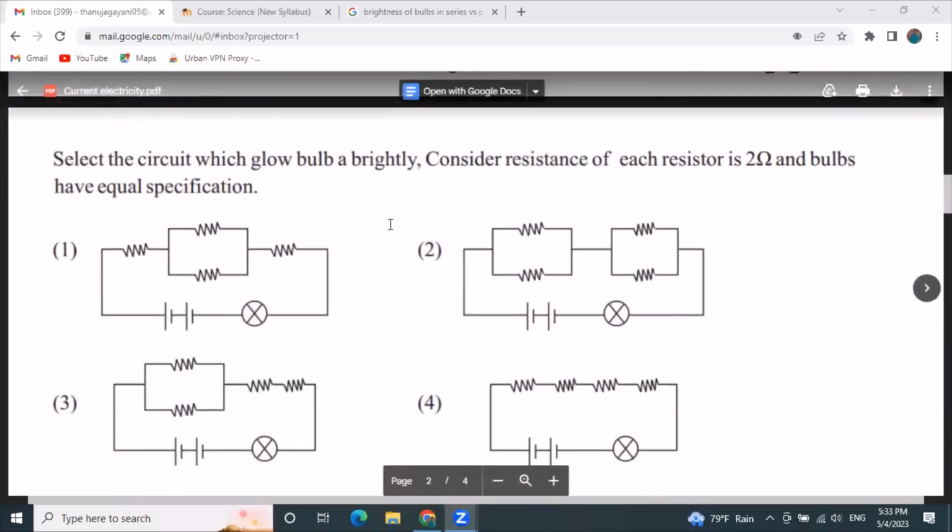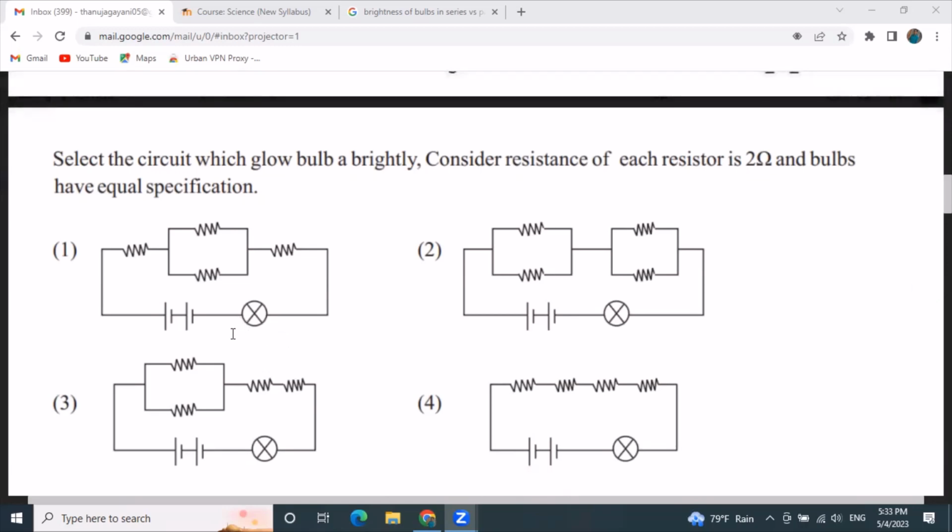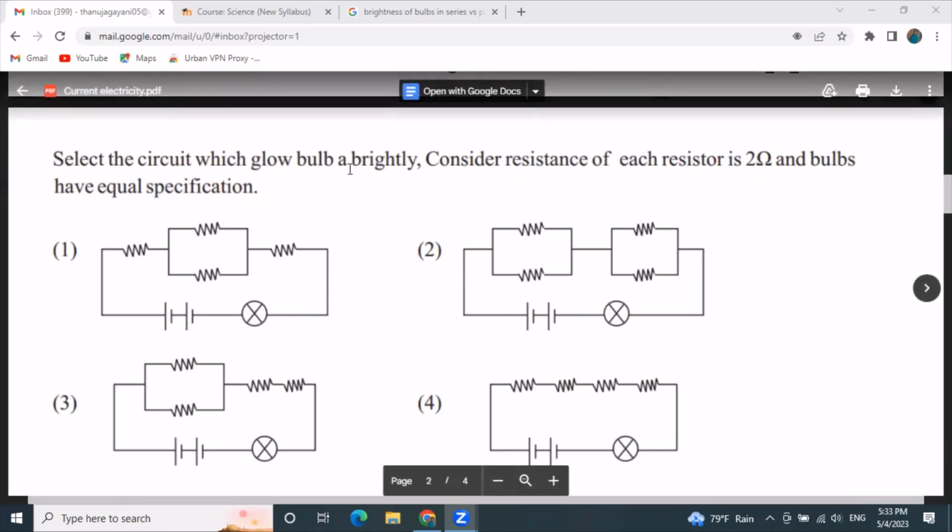Select the circuit in which the bulb glows brightly. Consider the resistance of each resistor is 2 ohm and the bulbs have equal specification. Okay, let's find the bulb that glows brightly. They say all the resistors have the same value, 2 ohm. Here 2 ohm and 2 ohm, here 2 ohm, and here also 2 ohm.